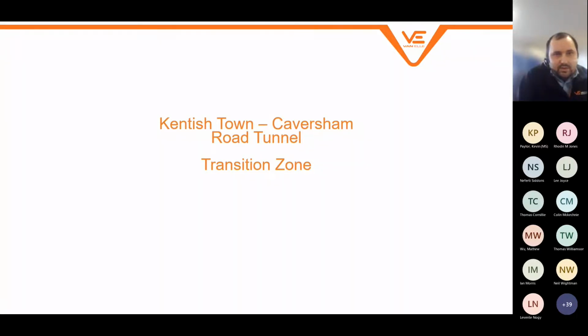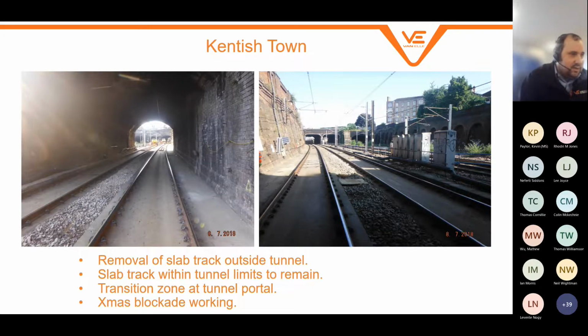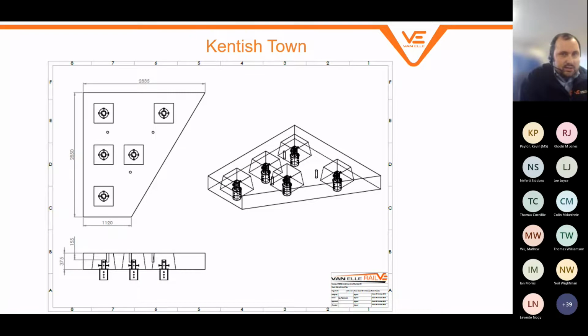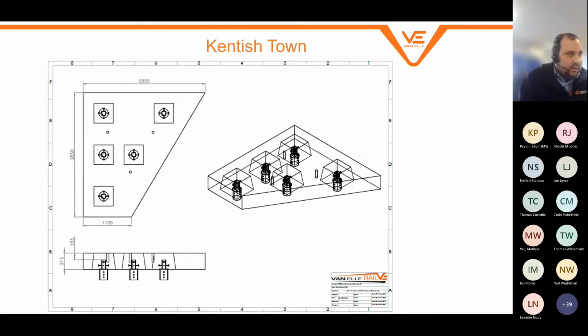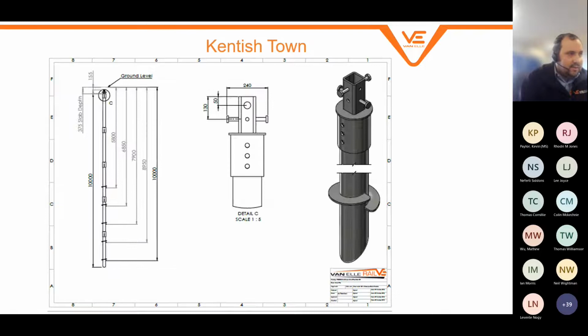One of the later projects that we've done is Caversham Road Tunnel down at Kentish Town. So this was looking at using this technology on a section where they were removing slab track. So the limits of the slab track outside the tunnel were to be removed and reinstated with normal ballasted track. But this meant that there was a transition zone on and off the existing slab track that was going to remain in the tunnel. So working with Amy, we came up with a solution to develop a precast element that would be installed at the tunnel mouth that we'd then screw pile and fix in place. And this would provide a run-on, run-off slab.